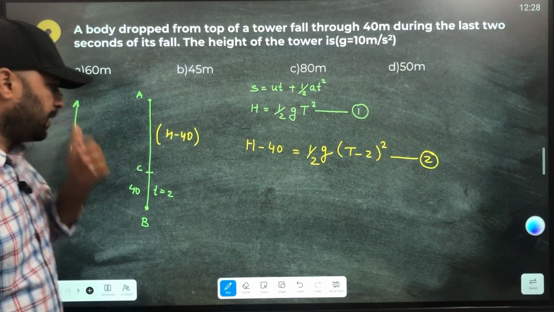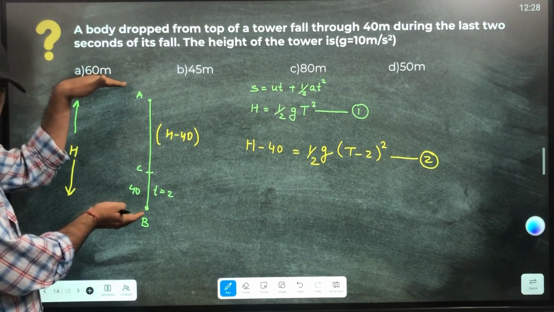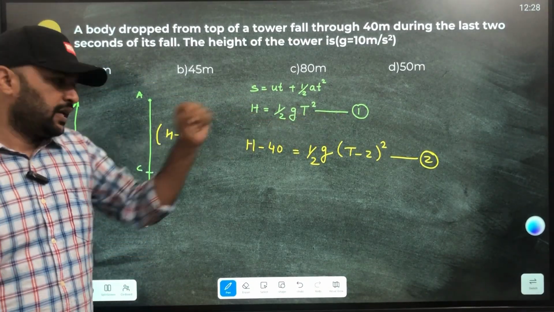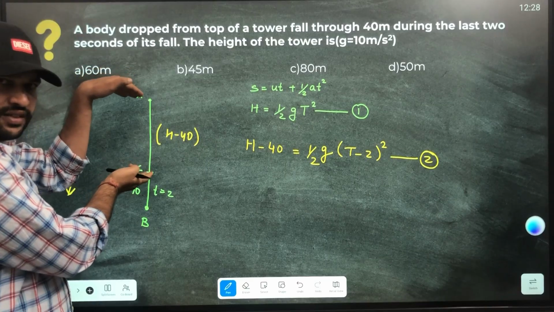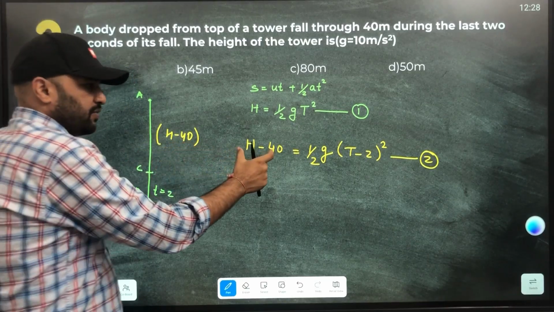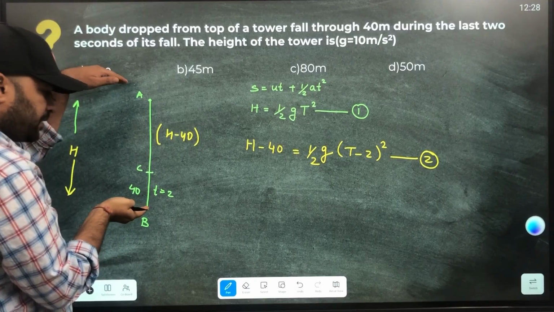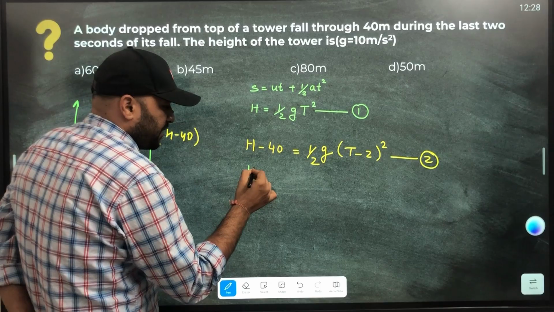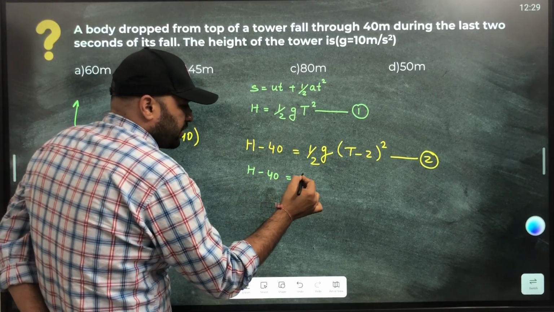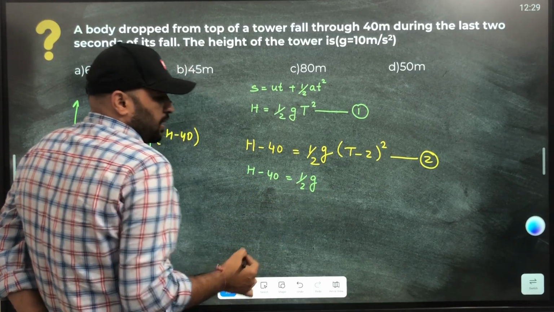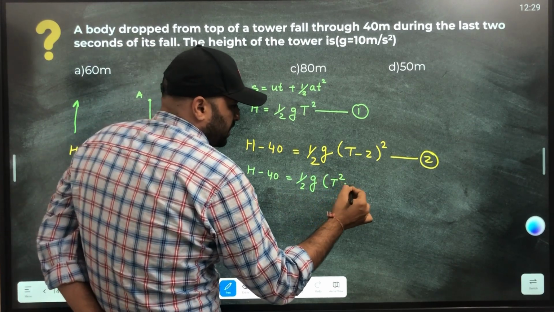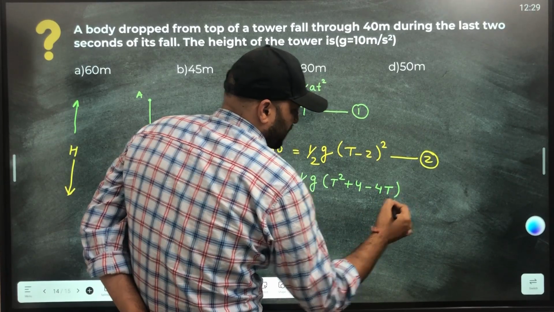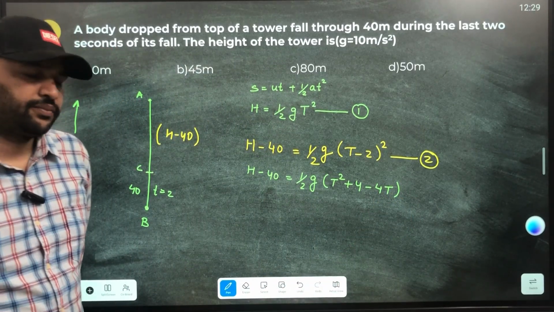Let me clear this whole concept. What is happening here is total height is H and total time is T. So H will be equals to half GT square, right? Now, while going from A to C, the distance it will travel will be H minus 40. In what time? If the total time is capital T, this is 2 seconds, so T minus 2. So this will be equals to, let's simplify, H minus 40 equals to half G. Be very careful while solving. T square plus 4 minus 4T. I just applied A minus B whole square.